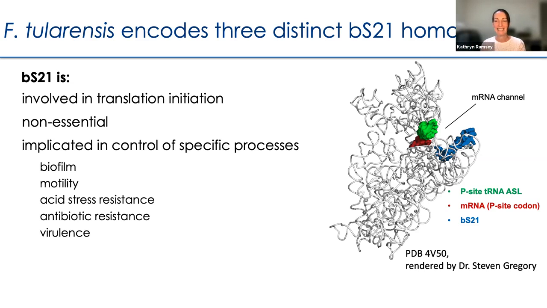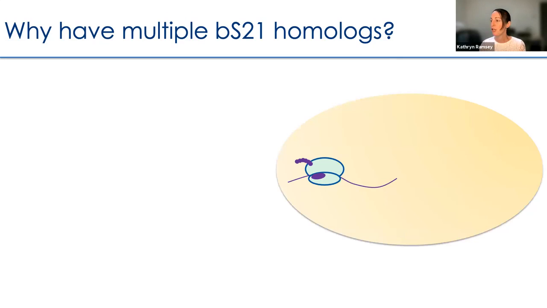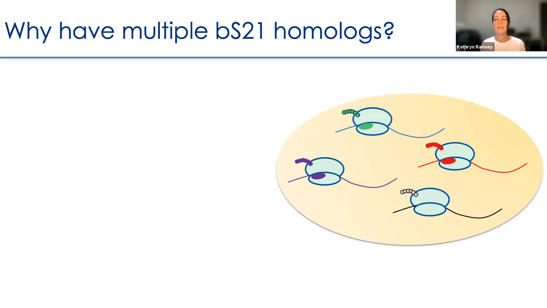And so this raises this question, right? Francisella tularensis has a very small genome. It's an intracellular pathogen. It's lost whole biosynthetic pathways. So why do you have multiple BS21 homologs? And what is the molecular mechanism for regulating all these phenotypes? So this raises the possibility that within a single cell, you have multiple different types of ribosomes that could contain either the first homolog, the second, the third, or maybe no BS21 at all.